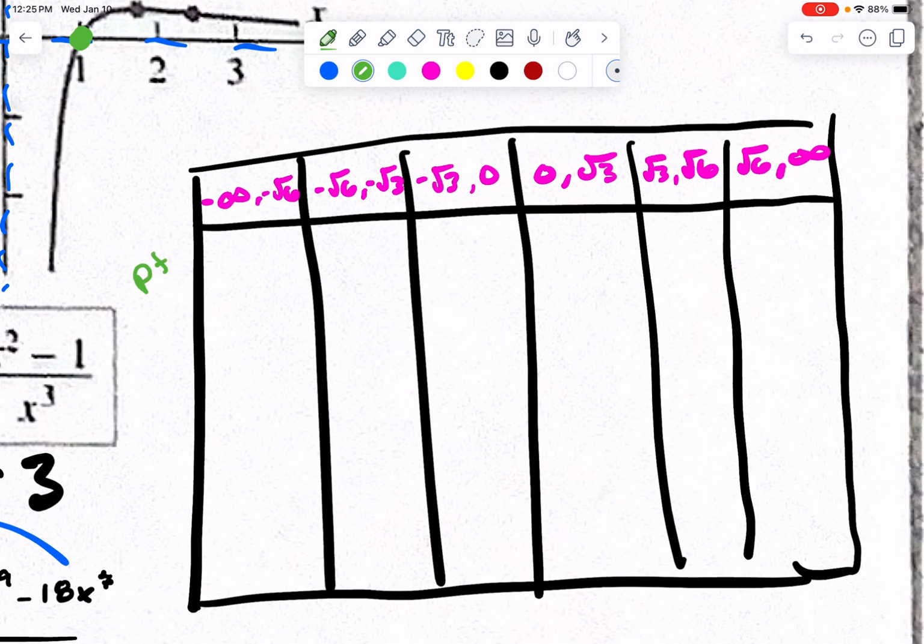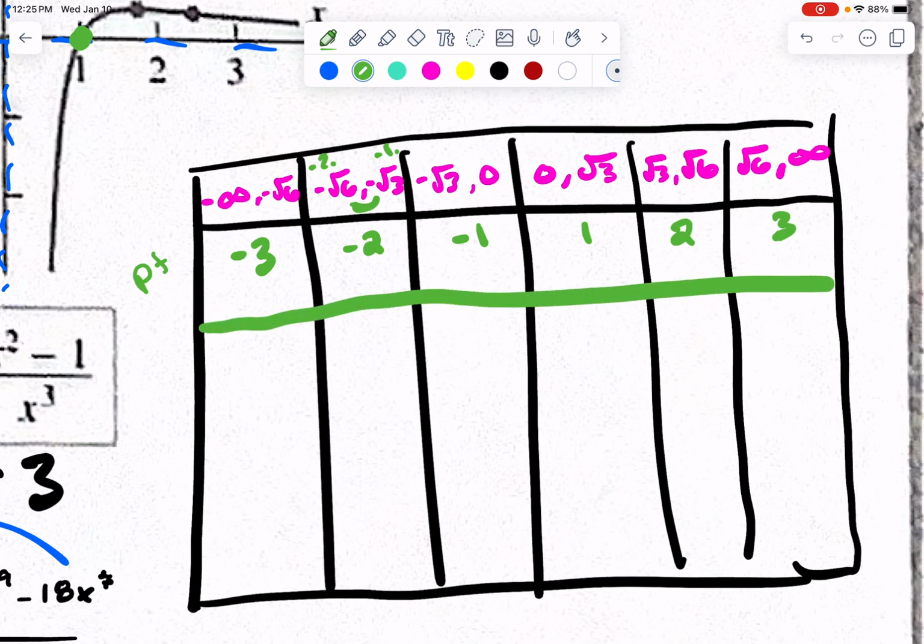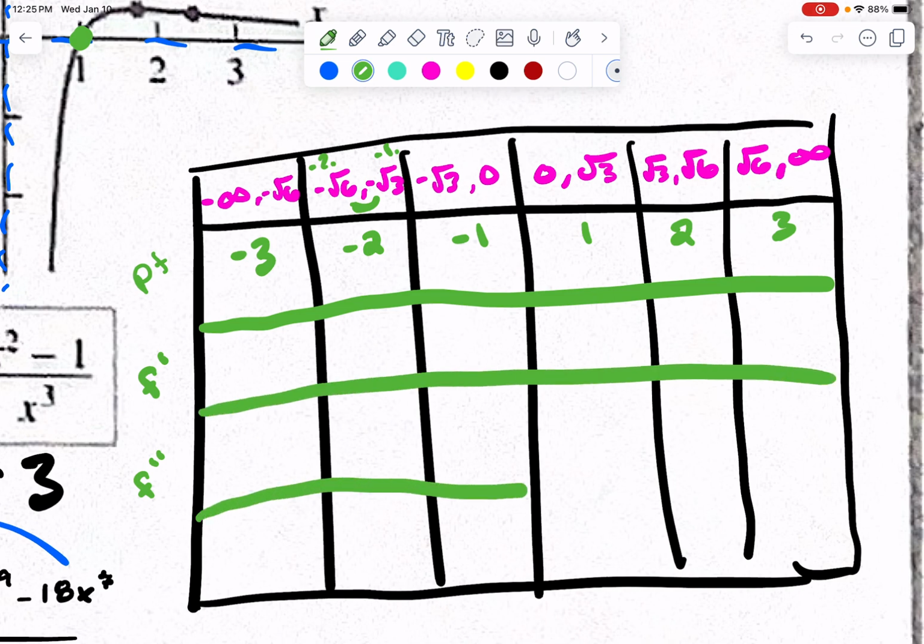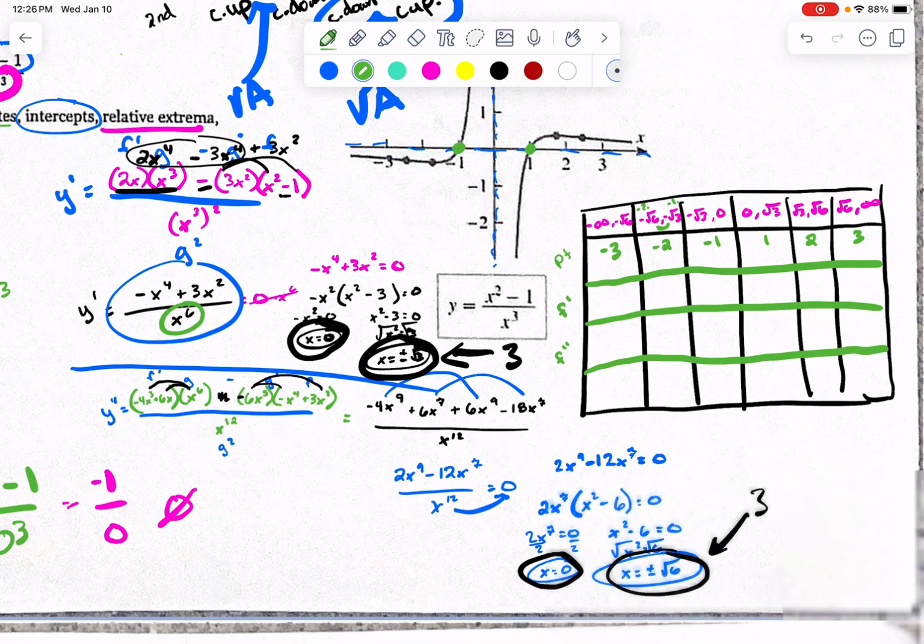Square root of 6 is going to be 2 point something, right? So let's just go negative 3. Between these two, this is negative 2 point something, and this is negative 1 point something, so let's just go negative 2 here. Let's go negative 1 here, positive 1, positive 2, positive 3. Okay, all right. We're going to plug into the first derivative. We're going to plug into the second derivative. We're going to do our conclusions. We're going to call it a day.